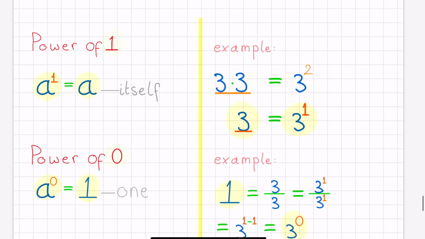Hey everyone, today we're looking at a power of 1, 0, a negative, and a fractional power.